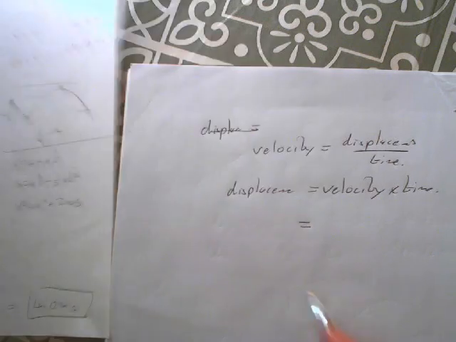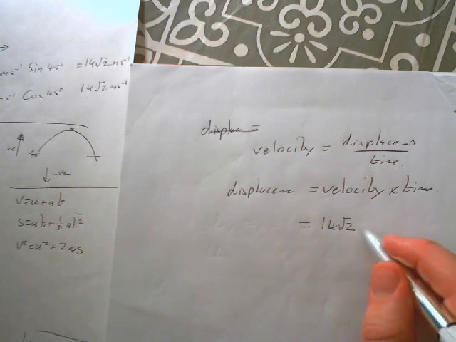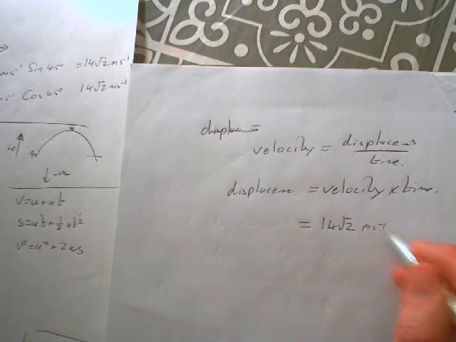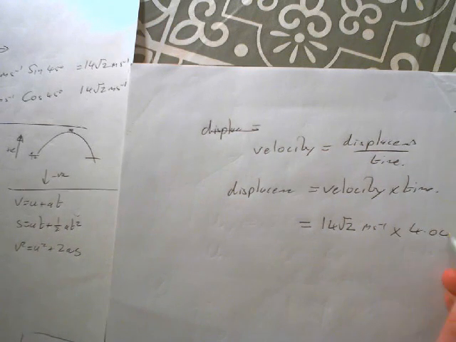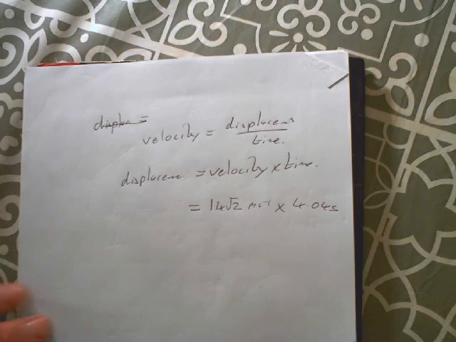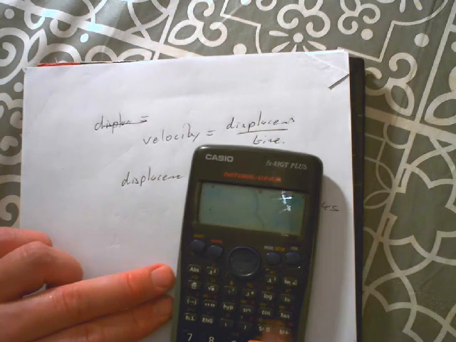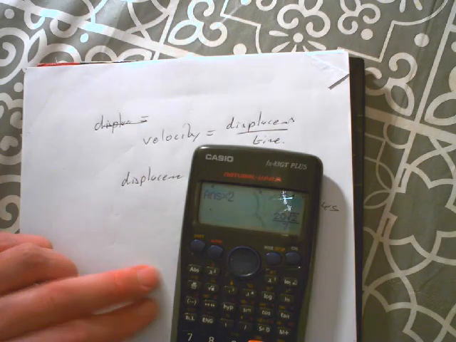In this case, they're both the same, but be careful you choose the right one when you're doing this on a question with a trickier angle. So 14 root 2 is the velocity, multiplied by the time, so that's meters per second, multiplied by the time of 4.04 seconds from the previous answer.